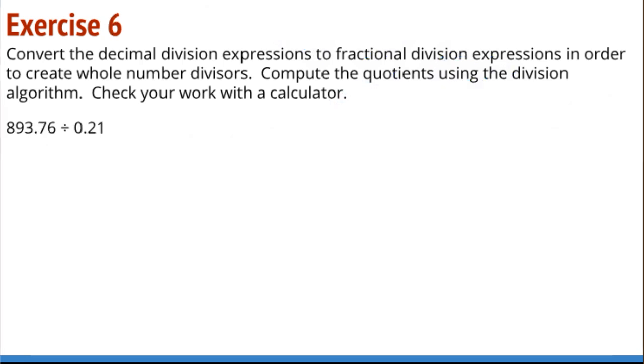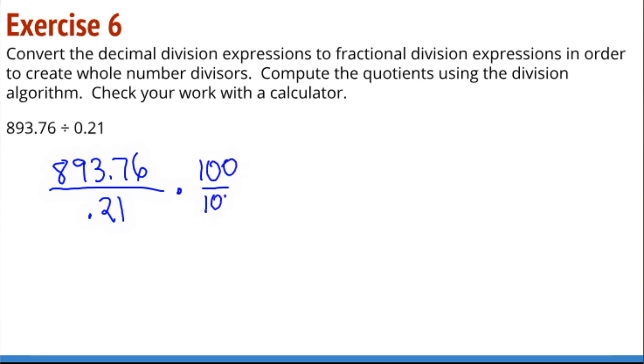All right, taking a look then at exercise 6. 893 and 76 hundredths divided by 21 hundredths. And I heard hundredths, so I'm going to multiply by 100 hundredths so that I can have 8, 9, 3, 7, 6. Boy, that's a big number. Divided by 21. And over here, I'm going to, well, make my estimate first.